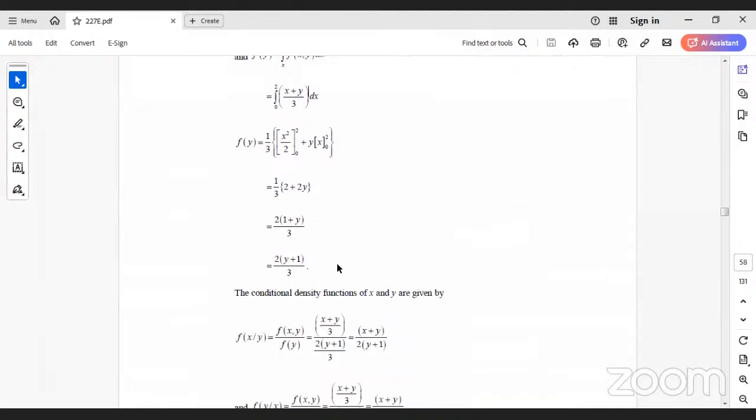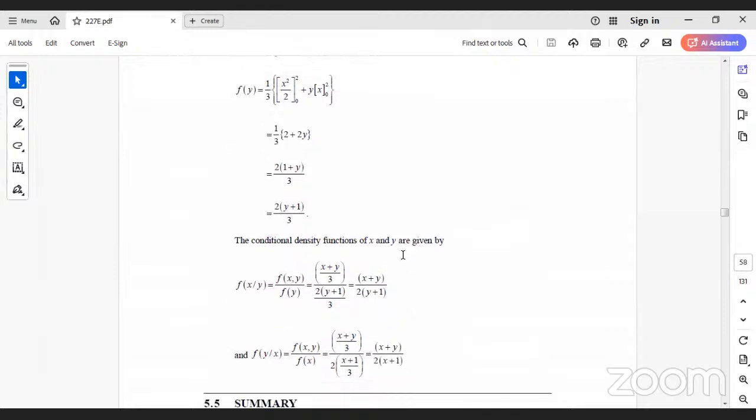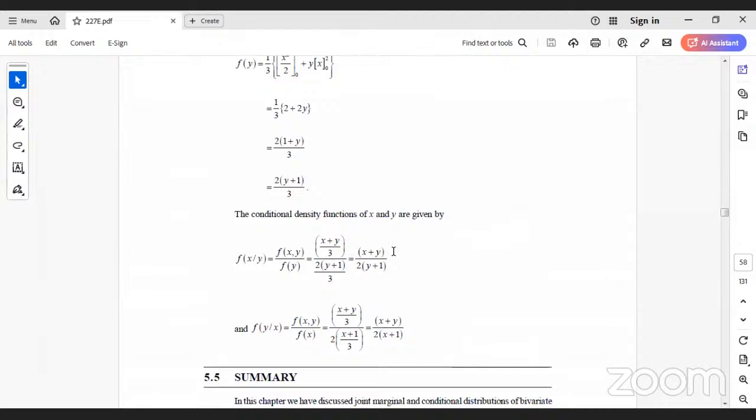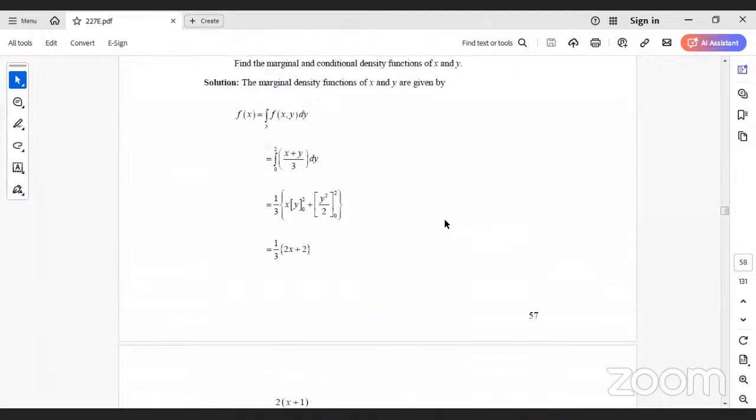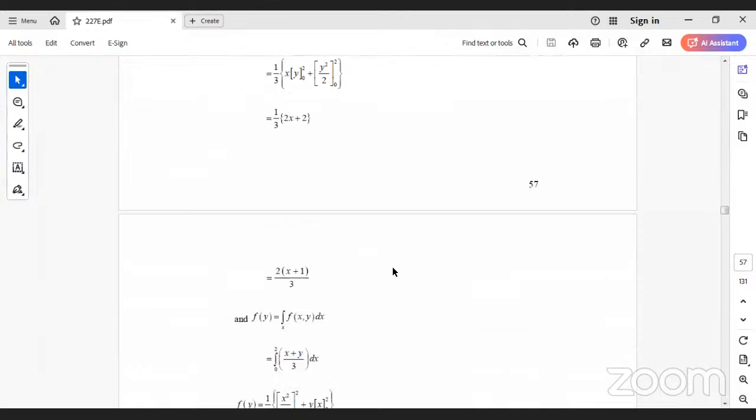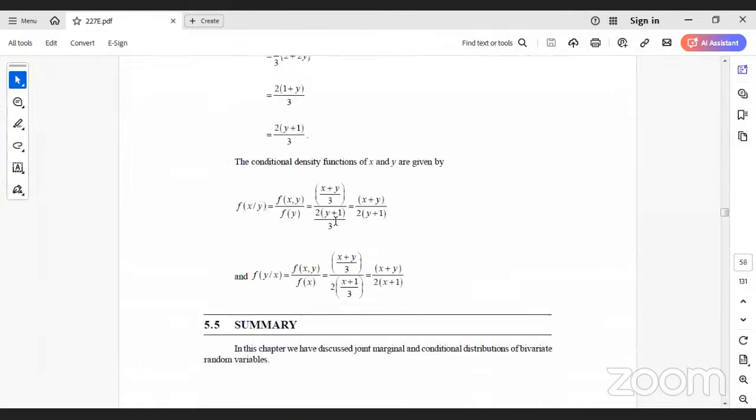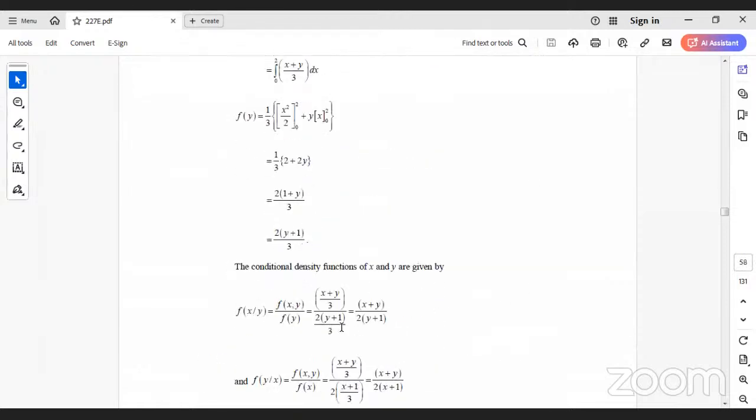So therefore, the conditional density function of x and y is given here, f(x, y) by f(y), f(x|y). The first condition is the problem here, (x + y)/3. I'm writing here, then f(y) is 2(1 + y)/3. See here, this 3 gets cancelled: (x + y) by 2(y + 1). f(y|x) is (x + y)/3 divided by 2(x + 1)/3.